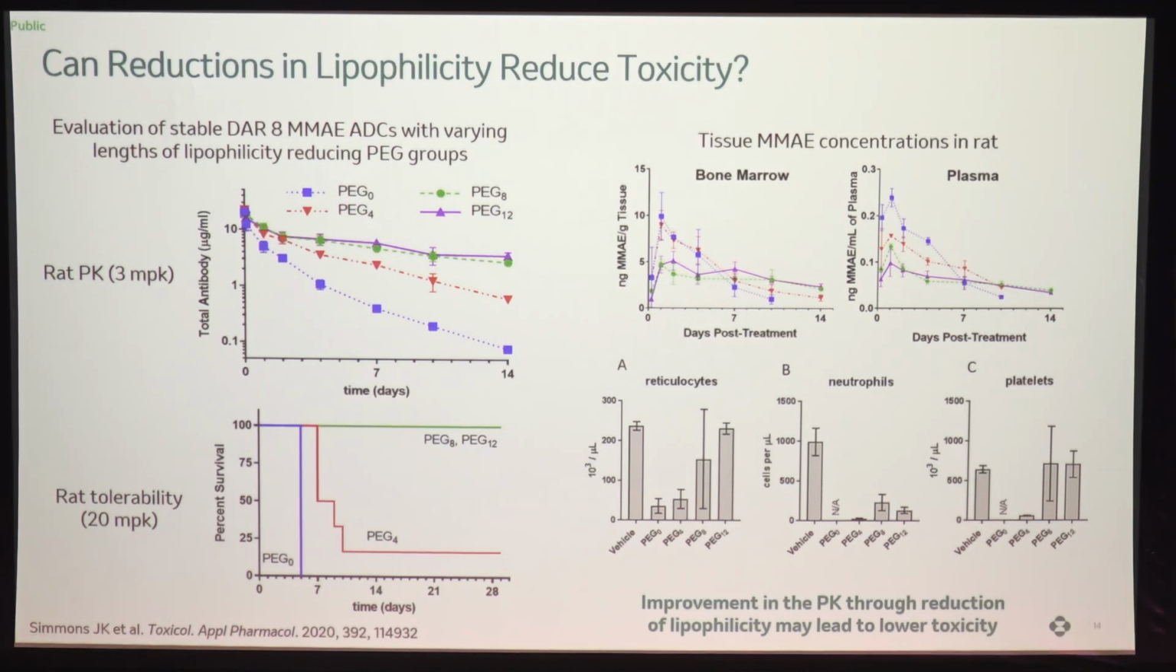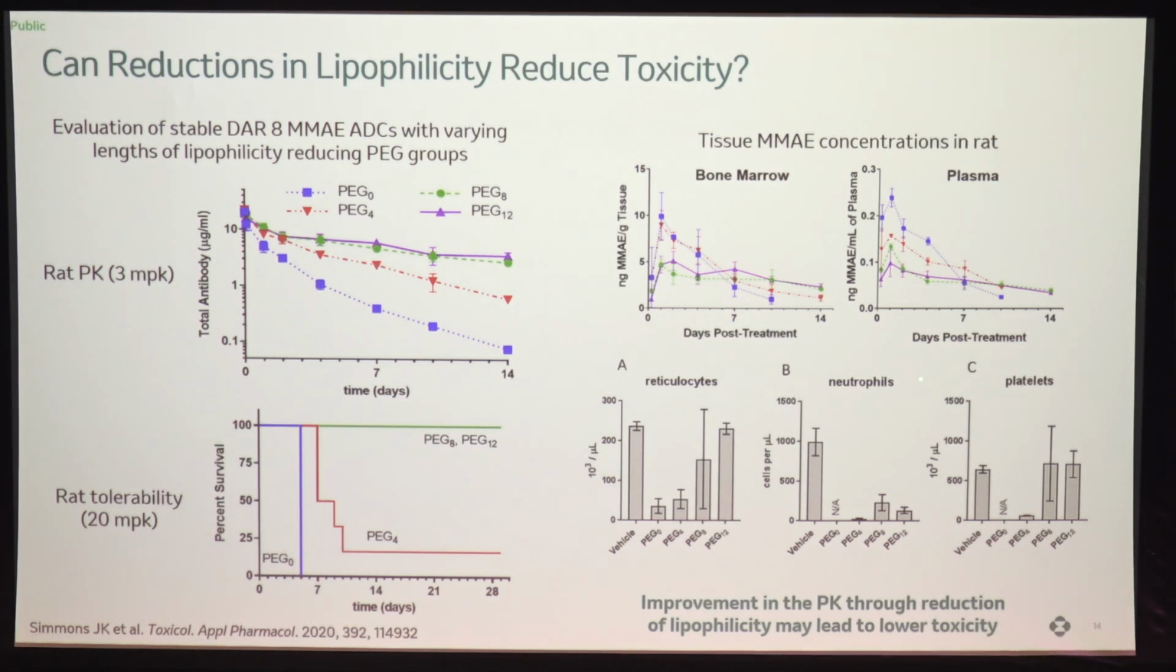And if you dig into some of the data behind some of these experiments, particularly with regard to tissue payload concentrations, and I pulled two examples here, one in the bone marrow, the other in the plasma, you can see for the PEG 0 as well as the PEG 4, this significant, very high Cmax for payload in these tissues compared to the longer PEG units, showing again that rapid clearance is leading to a lot of free payload in these tissues, which can be leading to that tox profile.